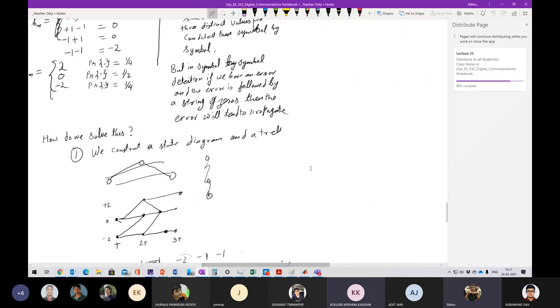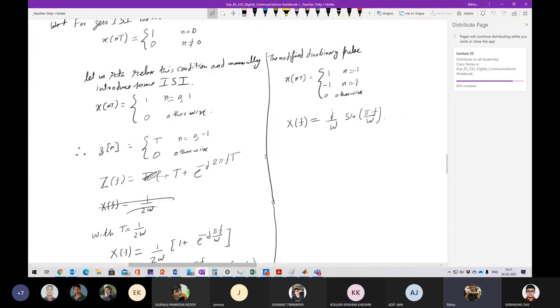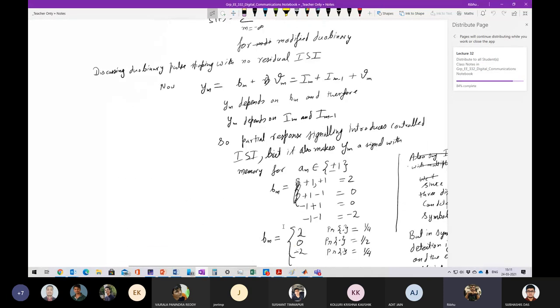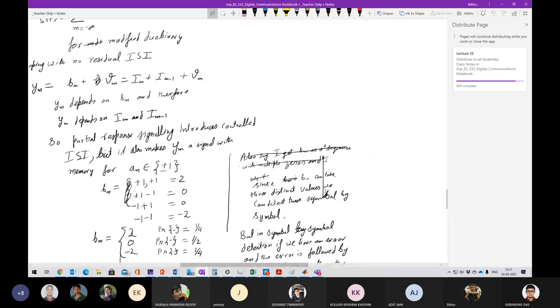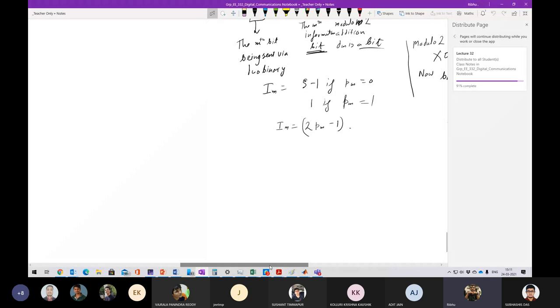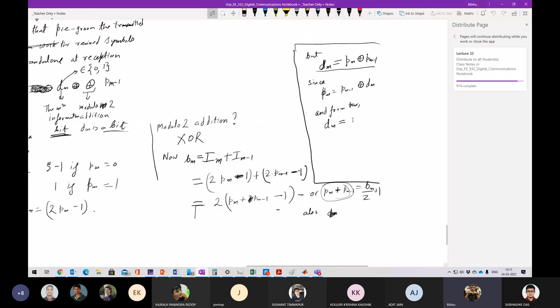So we talked about the trellis realization. We talked about zero ISI, we talked about correlative level coding, and we talked about the modified duobinary pulse. Viterbi, modulo 2 addition. Yes, so this is where the battery went out. So I will start writing here.